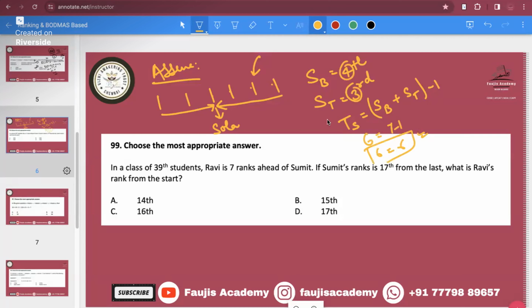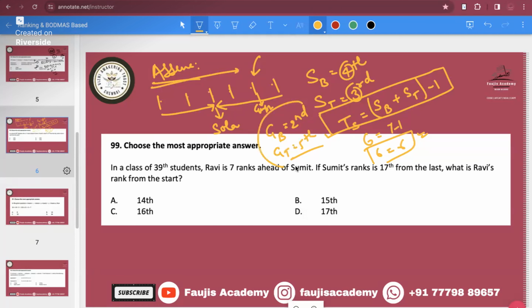So this is the formula we wanted to derive. Right, guys? Let us say somebody, let's name it something like Gupta. Gupta got second last rank. So Gupta's rank from bottom, GB, is second. And Gupta's rank from top is how much? 1, 2, 3, 4, 5. 5th.